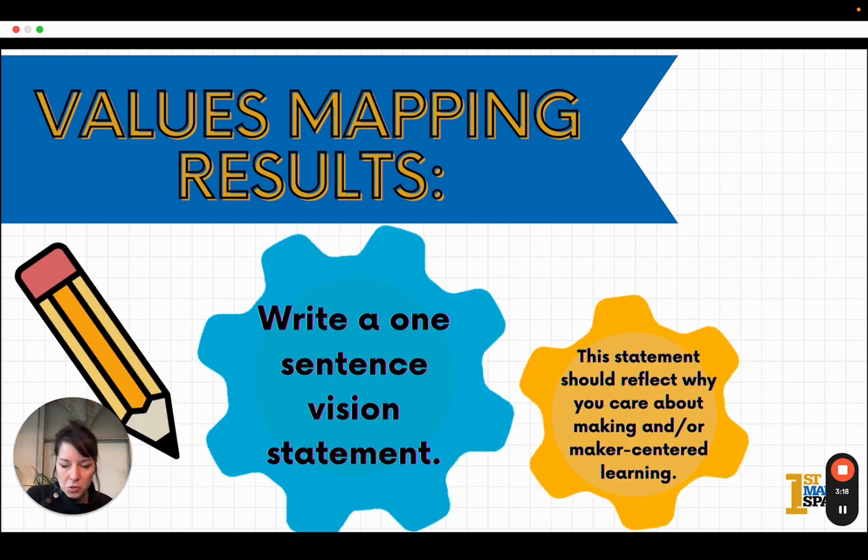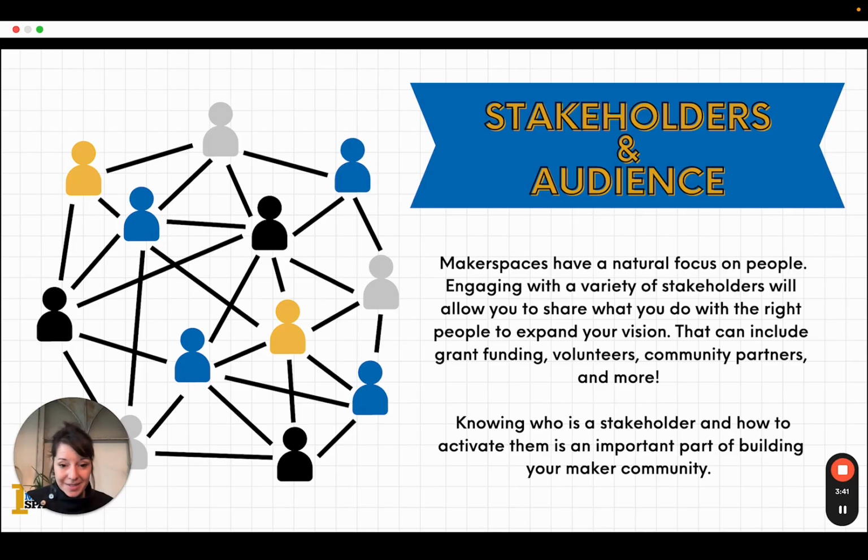Once you've done these few activities, you are going to write a 1-sentence vision statement for your makerspace. You want it to reflect why you care about making and the idea of making centered learning, and tie it back to those values that you initially created about your school or community. Once that's done, and now you as a STEM group have a focused vision statement, now you can begin to deliver that vision statement to stakeholders or to the audience members that you feel like will play a valuable role in, again, continuing to sustain your makerspace.